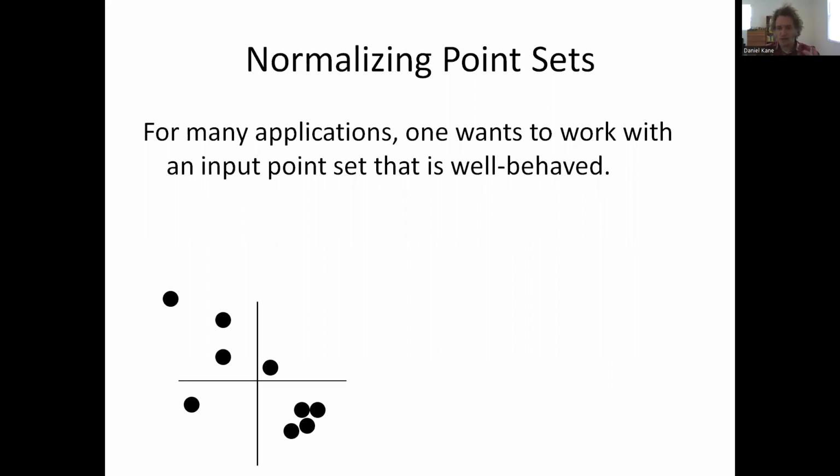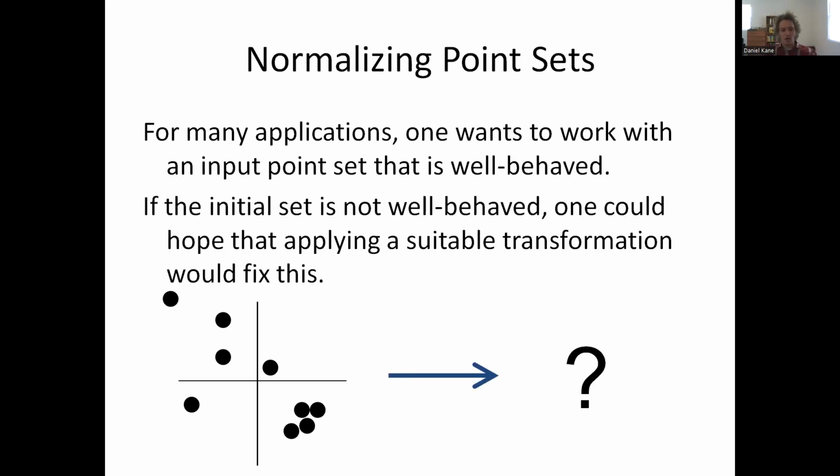For many applications, your algorithm has as input a set of points that you somehow need to process. And sometimes these original point sets that you're given are ill-behaved. They can have extreme outliers, they can be very unbalanced. And for many applications, you really want them to be better behaved in order to do your analysis. And sometimes you could hope that there could be some transformation you could perform on these points that preserves the properties that you are interested in, but fixes this bad behavior.